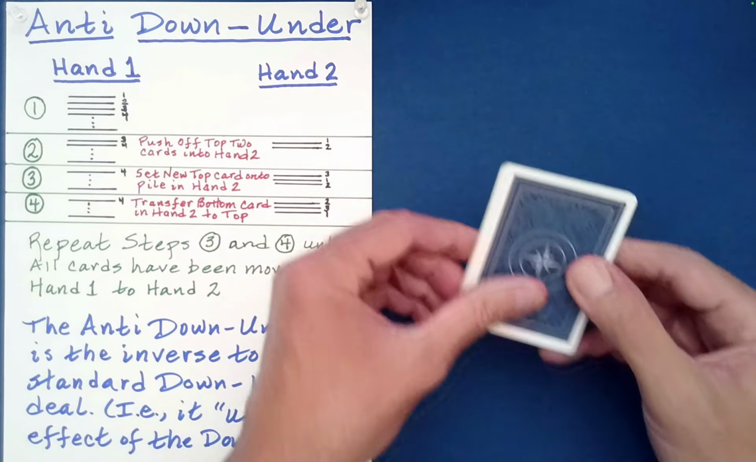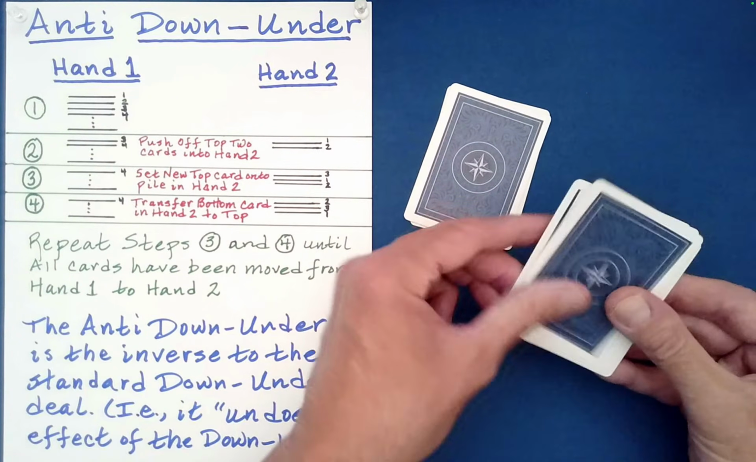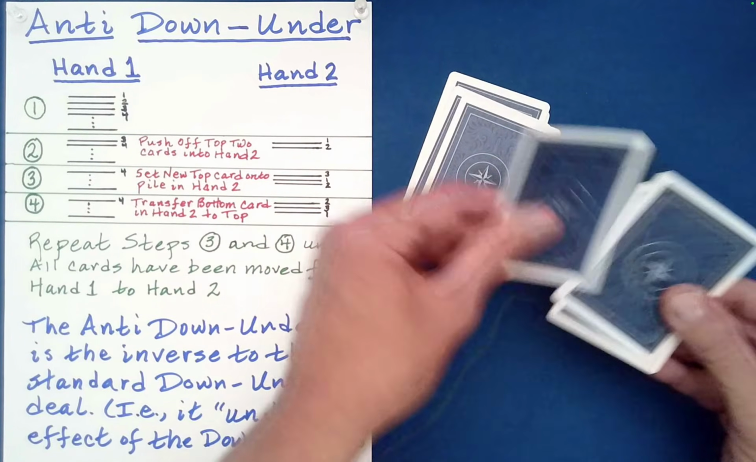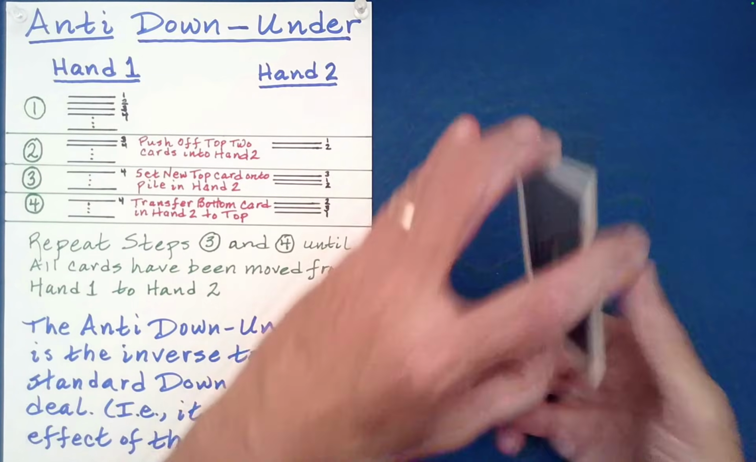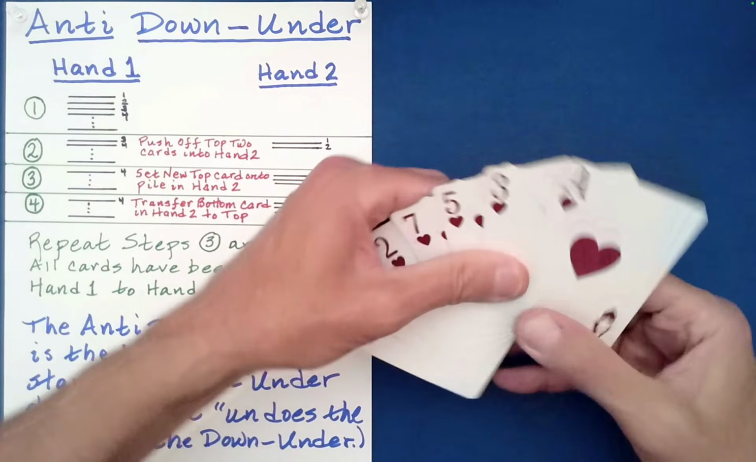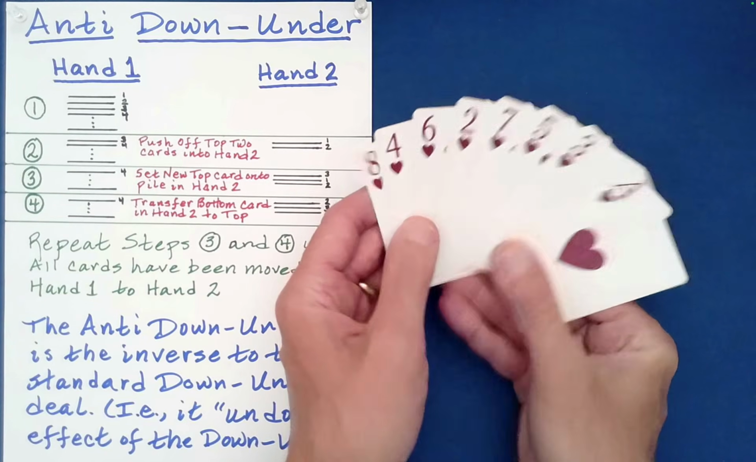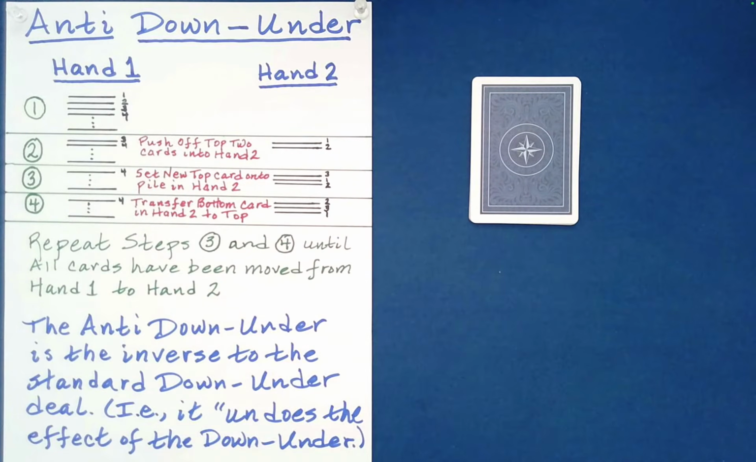Okay, so the down under goes like this. You go down, then under, down, under, down, down, under, down, under. Last one goes on top. Okay, and you can see the new ordering of the cards. It's a bit of a mess. So that's the result of an ordinary down under. We want to undo that and return the packet to its original order of ace through 8.